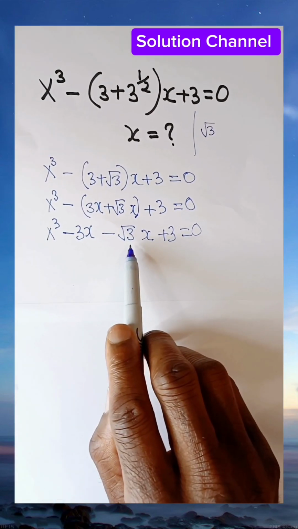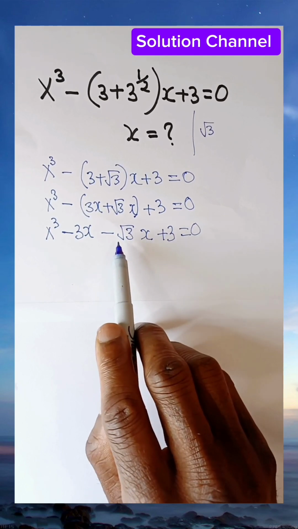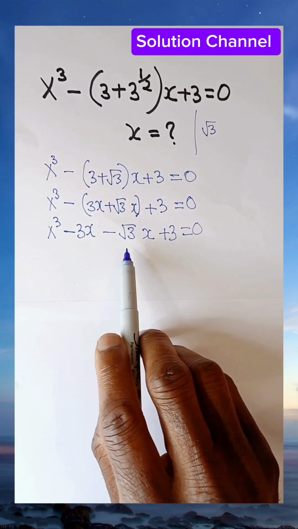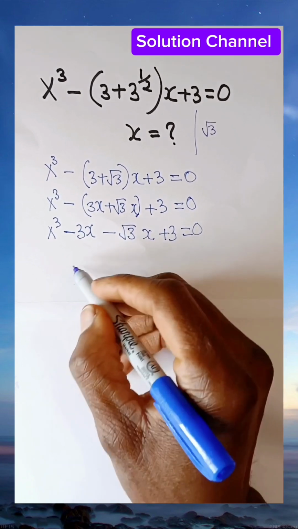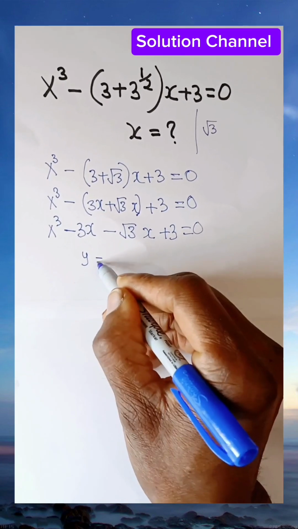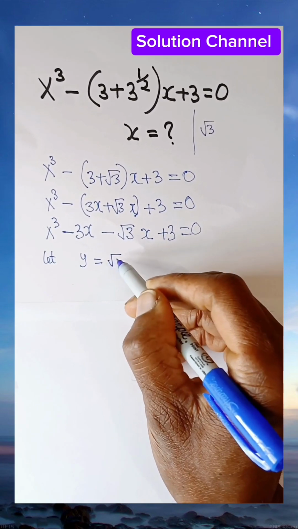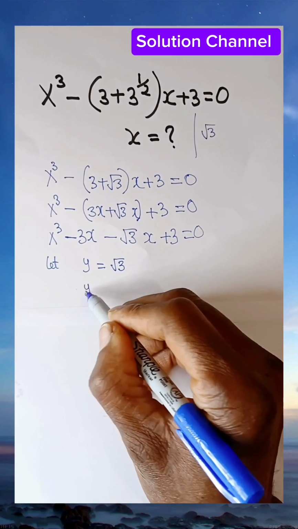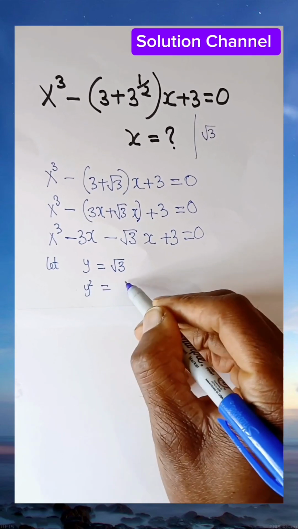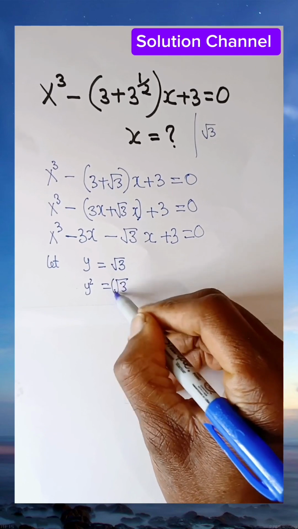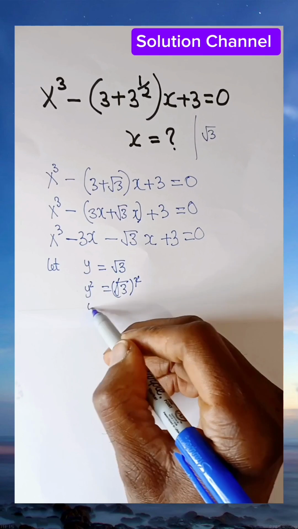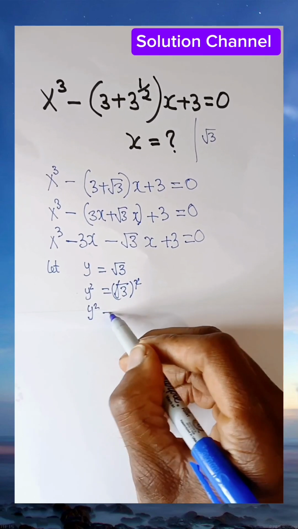Here we have the square root of 3. I want to get rid of this square root radical. I'm going to replace this square root of 3 with a variable. Let us consider variable y. We will say y is equal to the square root of 3. If we square both sides of the equation, we have that y squared is equal to the square root of 3 squared. This power will cancel the square radical. y squared is equal to 3.